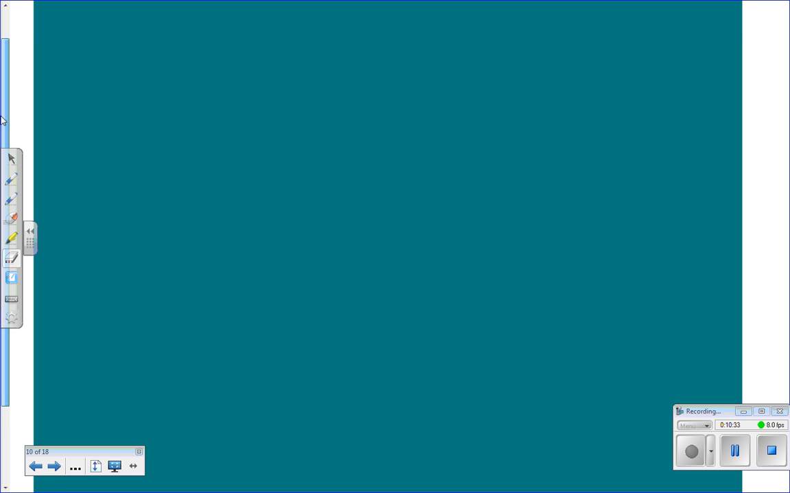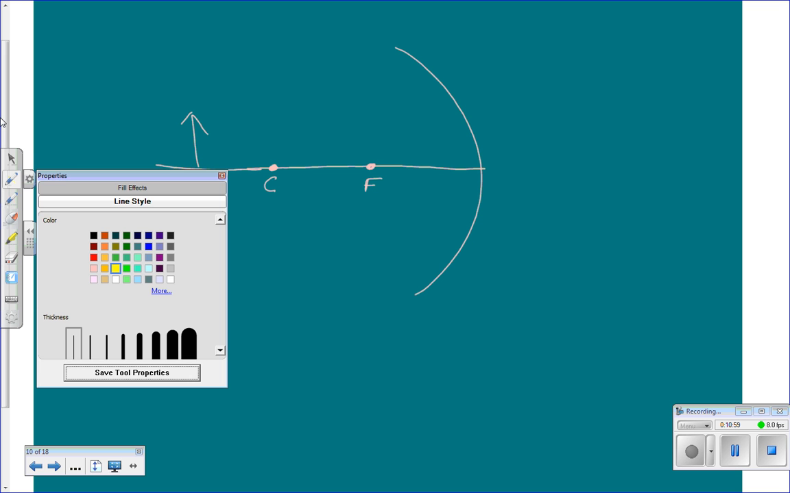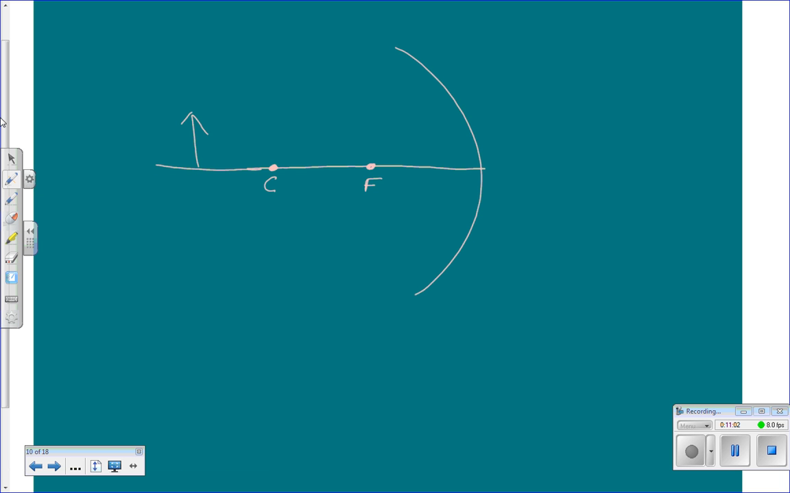So, I'll show you those real quickly. For a concave mirror, there's our mirror, here's our principal axis, this is the center of curvature, and this is the focal point. If we put the object out here somewhere, ray 1 is parallel to the principal axis and reflects back through the focal point.